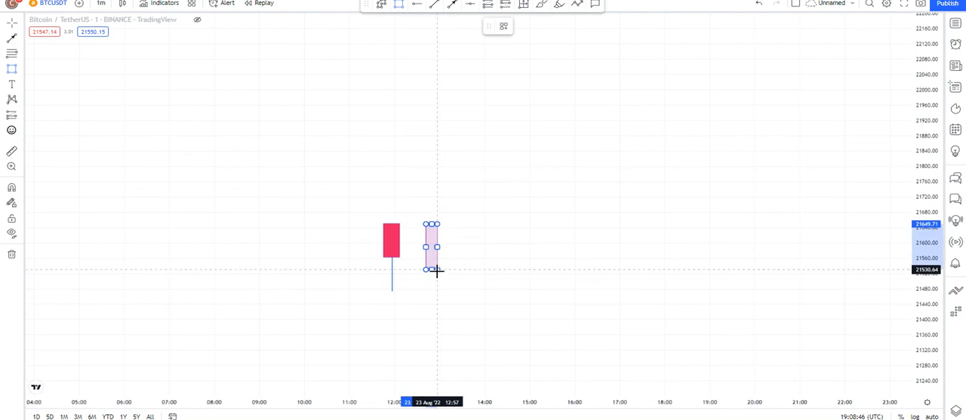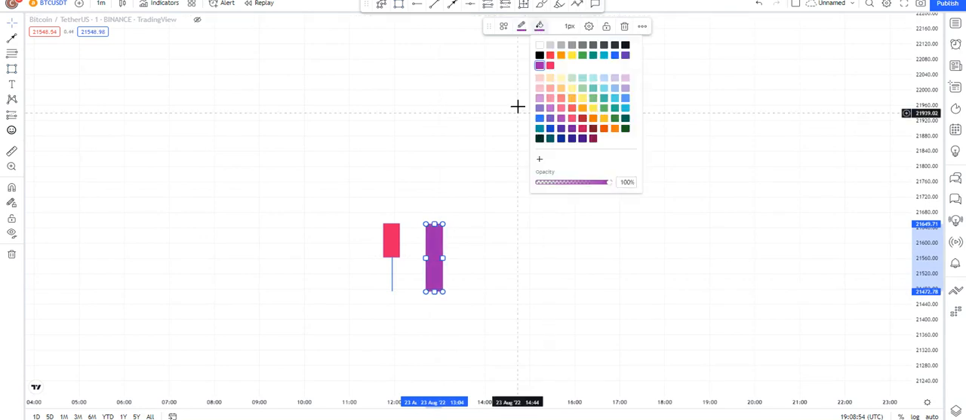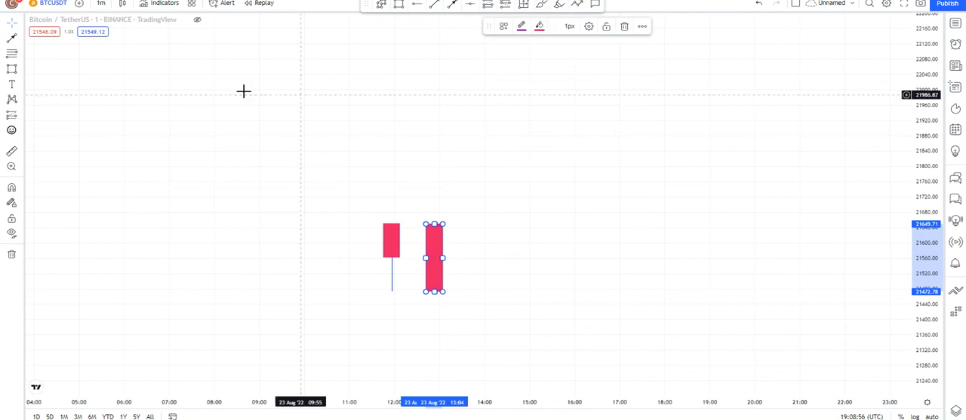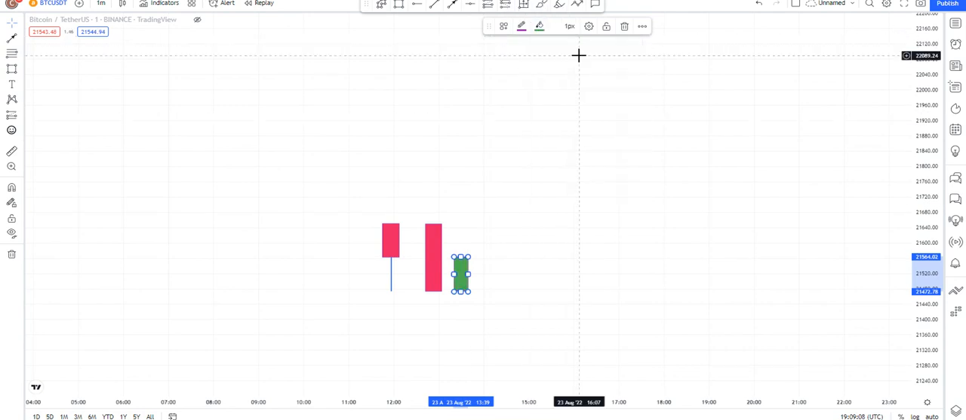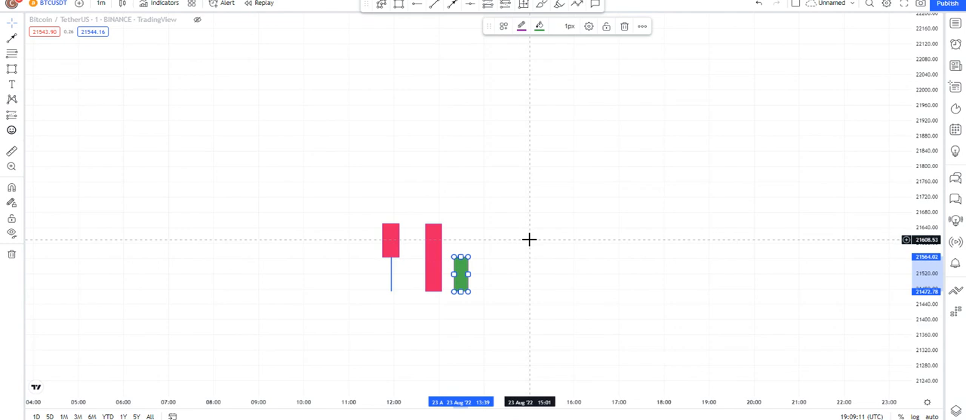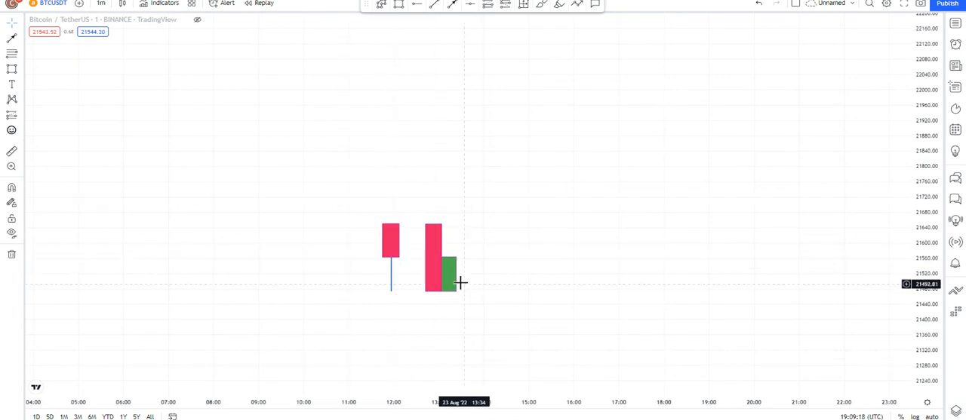First of all, it went down to here, okay? And then later on, we now went up. So from down there, we went up to here, right? So that will be a green candle. So basically, this is what happened in this candle. This is what happened if you go down to a lower time frame.